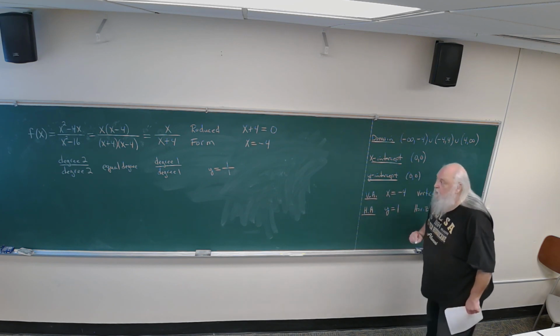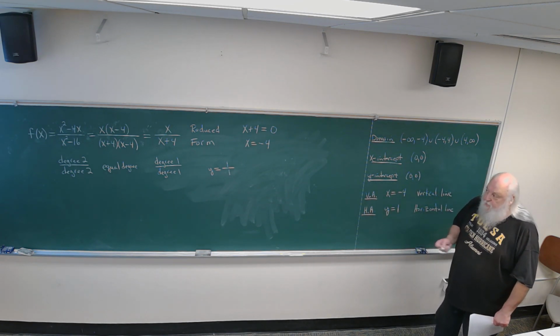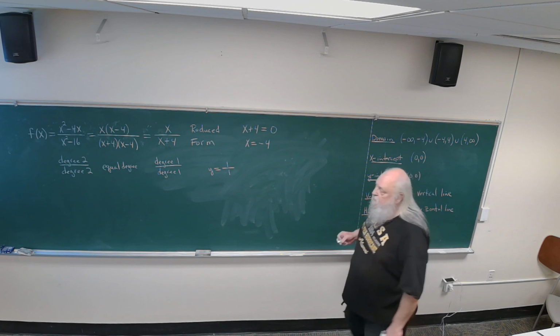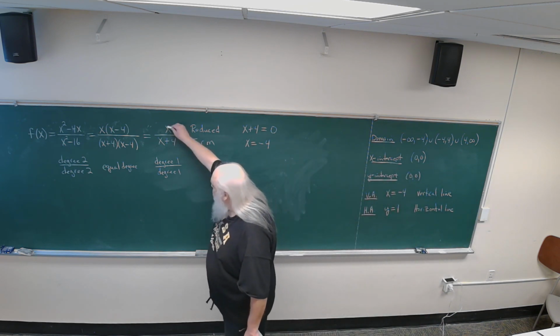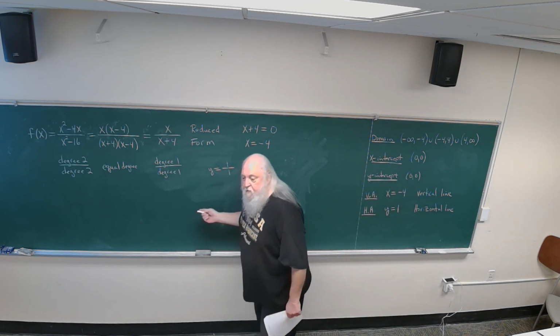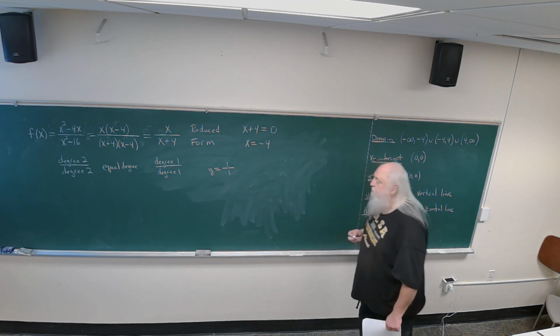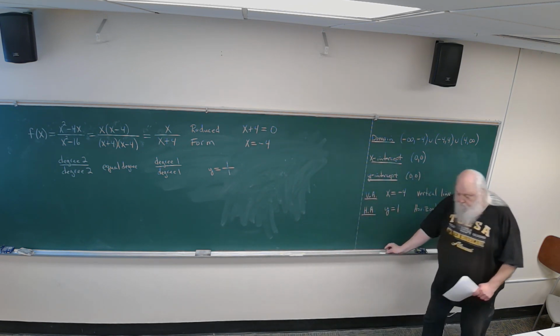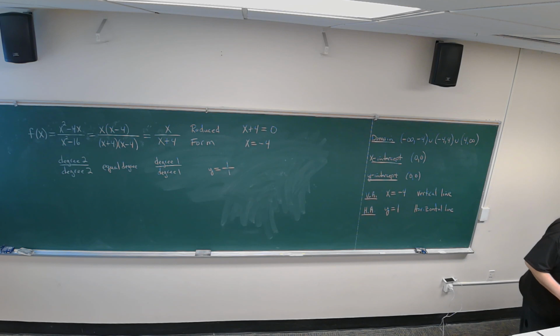Okay. So when it's equal degree in the numerator and denominator, you just take the ratio of the leading coefficients to get the equation of the horizontal asymptote. All right, next it asks the equation of the slanted asymptote.